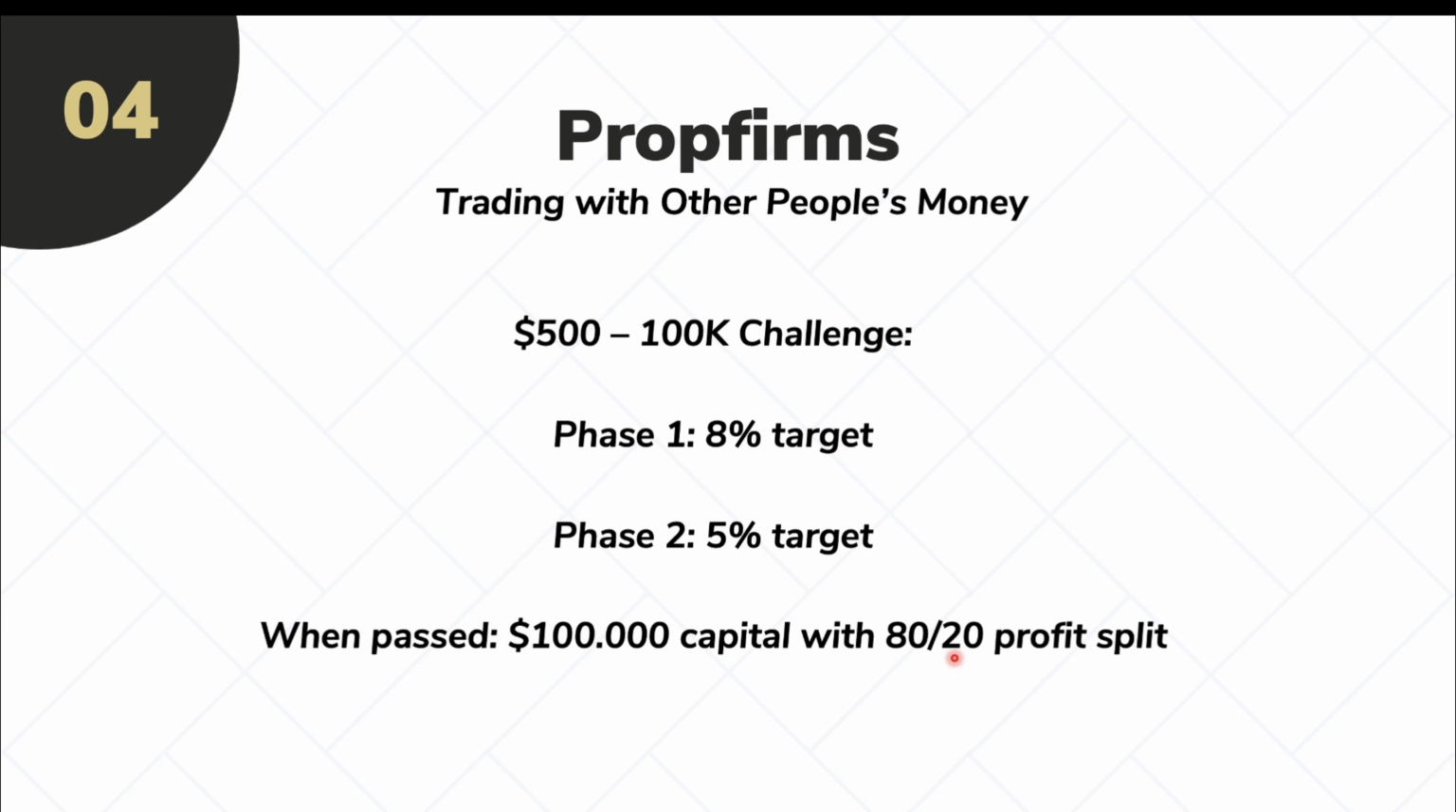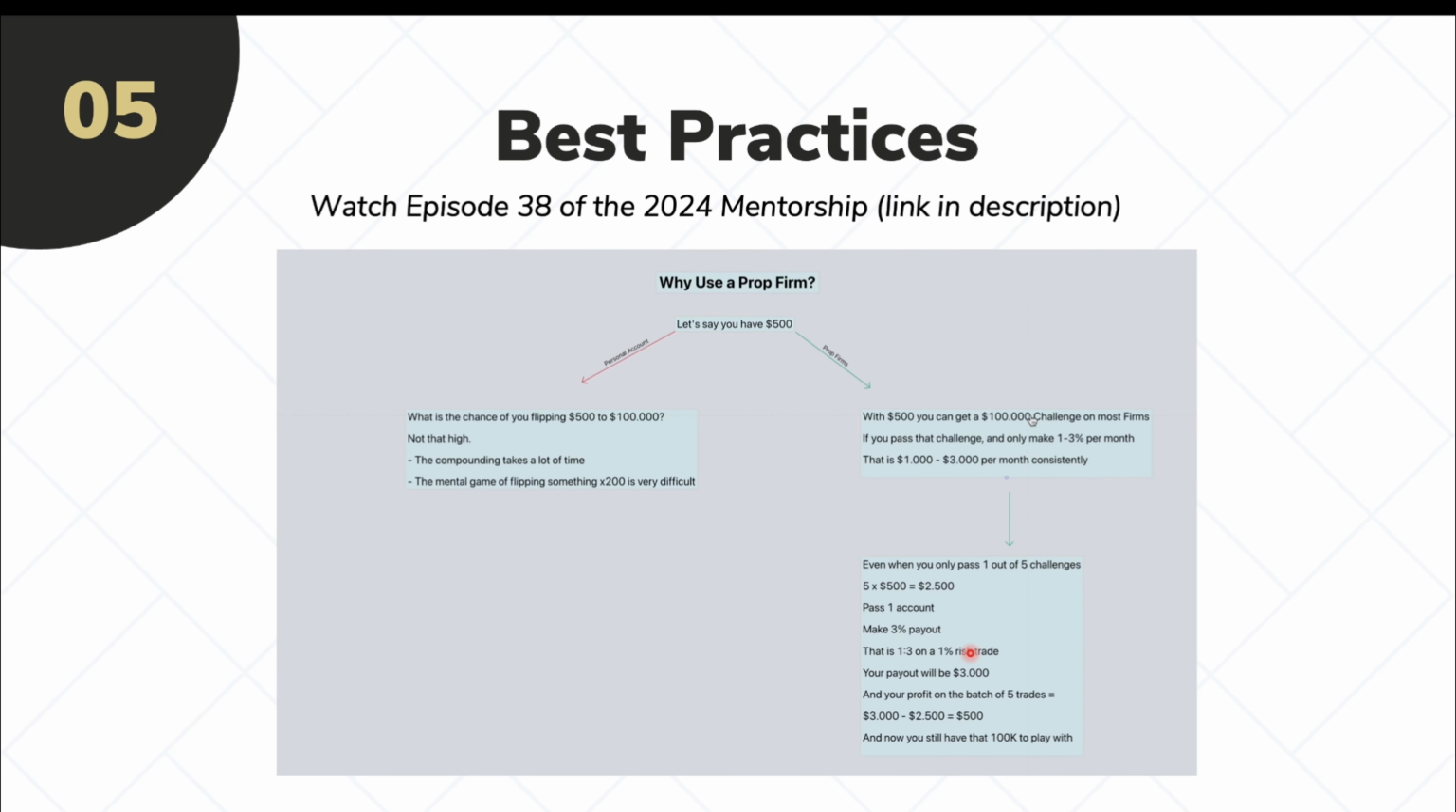And in general, you get an 80-20 profit split. So that means, for example, if you get 10,000 profit, or 10%, on that funded account, you get 80%. So that's 8K, and the prop firm will take 20%. And that sounds all very nice and very scalable. And yes, it is. But there's one big catch.